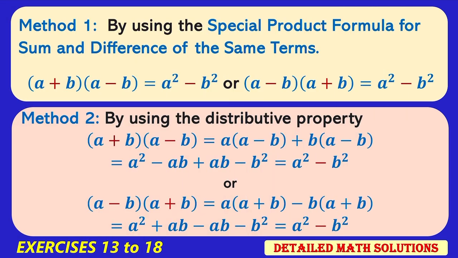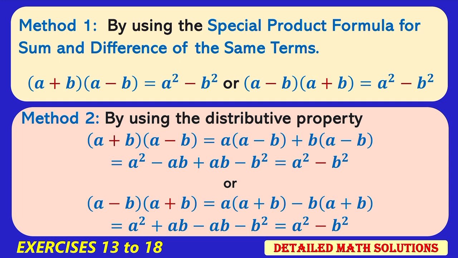The first method to solve these exercises is by using the special product formula for sum and difference of the same terms. A plus B in parentheses multiplied by A minus B in parentheses equals A squared minus B squared. This formula can also be written as A minus B in parentheses multiplied by A plus B in parentheses equals A squared minus B squared.